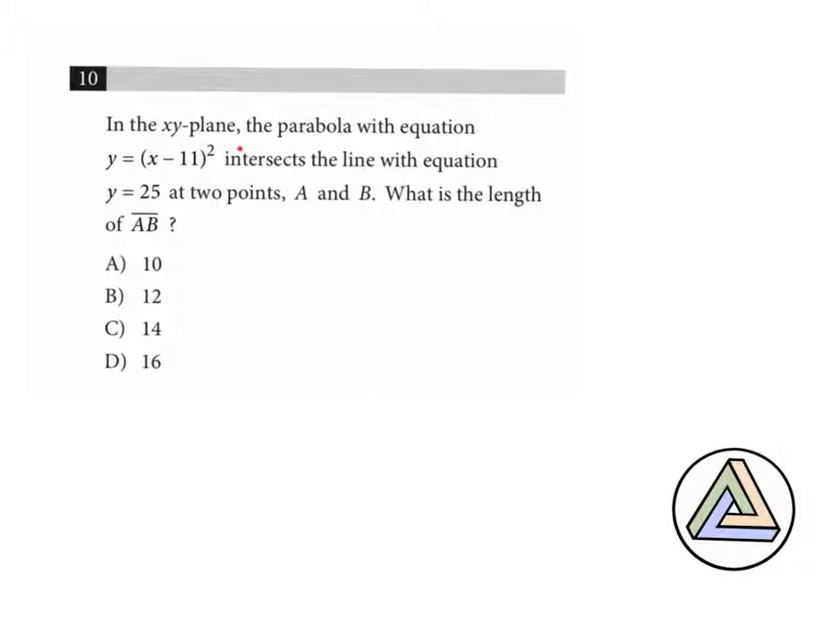All right, in the xy plane, the parabola with equation y equals (x minus 11) squared intersects the line with equation y equals 25 at 2 points A and B. What's the length of AB?